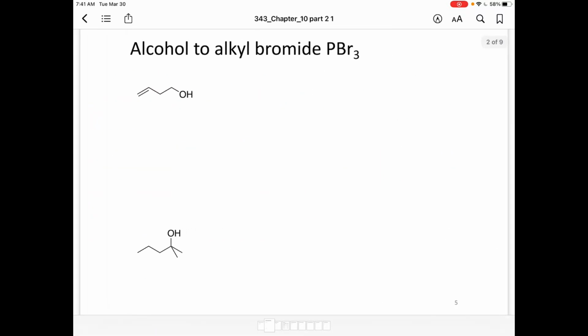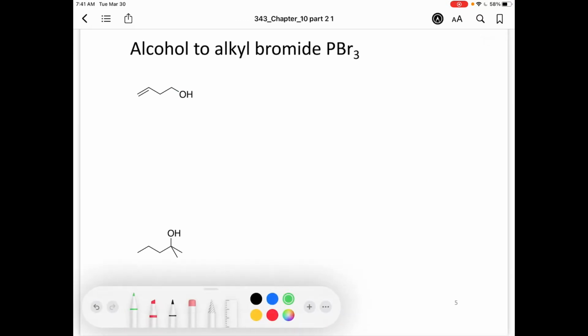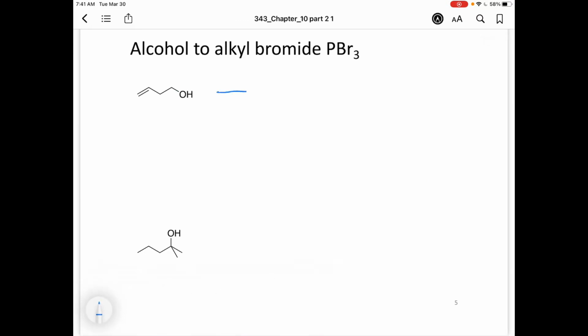All right, so this alkyl bromide didn't work with HBr. But what you can do is you can use a reagent called PBr3, so phosphorus tribromide. And this works really well and does not interact with the alkene. Let's draw out the mechanism. So we have phosphorus and we have 3 bromines. The alcohol is going to attack the phosphorus. Phosphorus is very oxophilic. And we have 3 bromines here. One of them is going to leave.